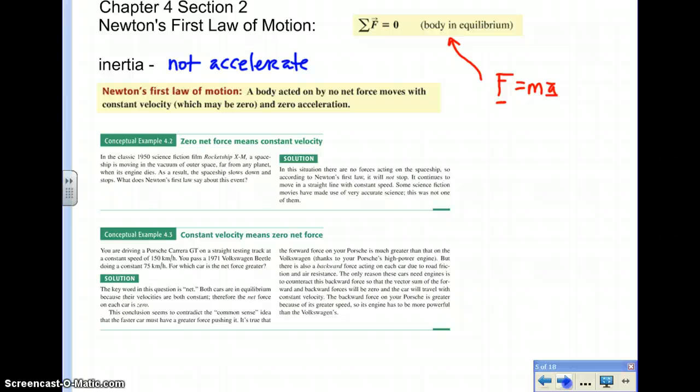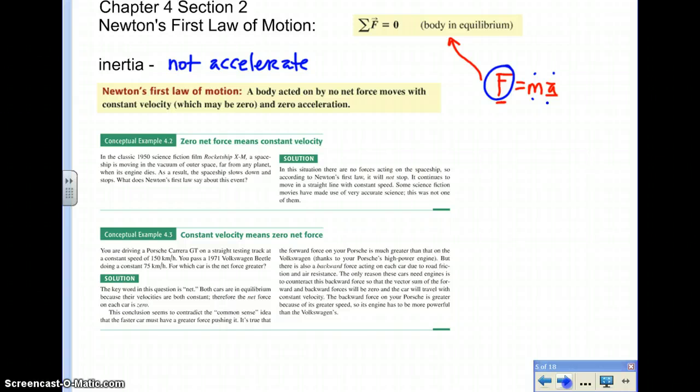There's a couple of conceptual examples I like here a lot. The first one says that zero net force means constant velocity. It's just a logic problem. If this is zero, then one of these two has to be zero. If the object actually is a mass, a particle that has mass, then it can't be the mass that is zero. It must be the acceleration, which means you have constant velocity.